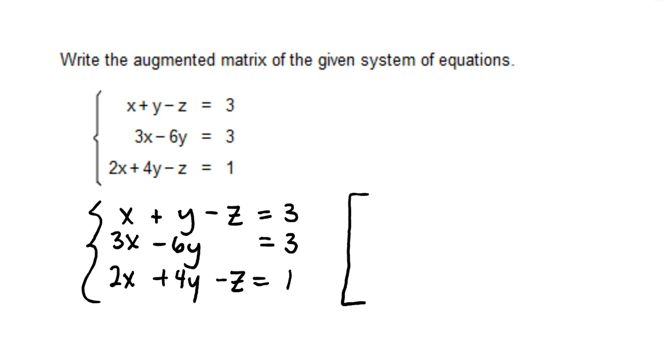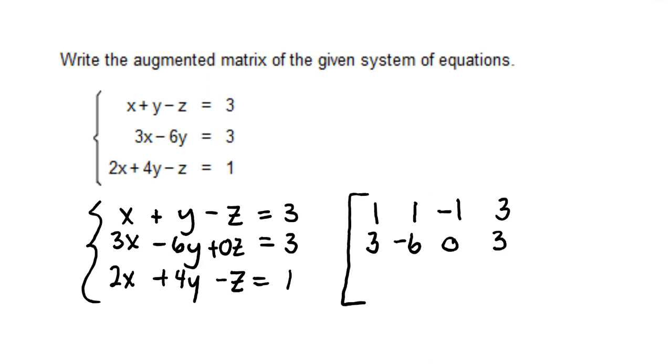In the matrix, we write the coefficient on the variables as the entries of the matrix. So the coefficient on x is 1, the coefficient on y is 1, the coefficient on z is -1, and then we have our constant of 3. For the next equation, we have coefficients of 3 and -6, and since we don't have a z term, we're going to consider that to be a 0z. So we have 0 and 3.